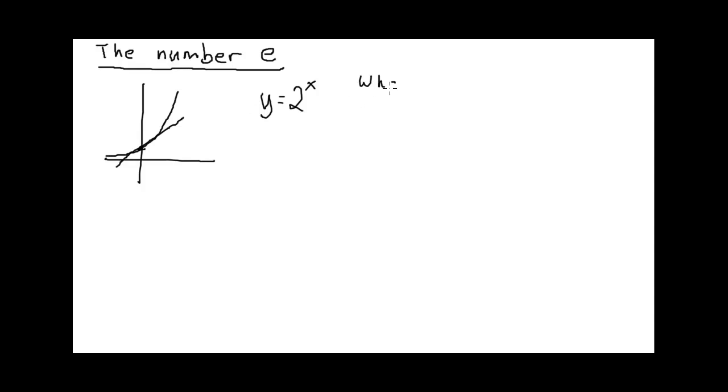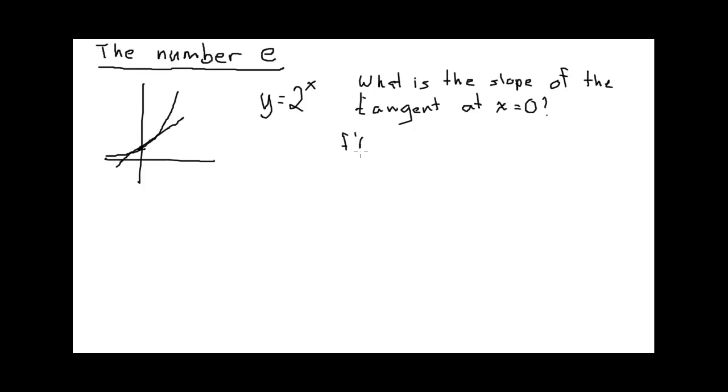So that's our question: what is the slope of the tangent at x equals 0? How do we get the slope of the tangent? Well, we know that the slope of the tangent really just means the derivative at 0.